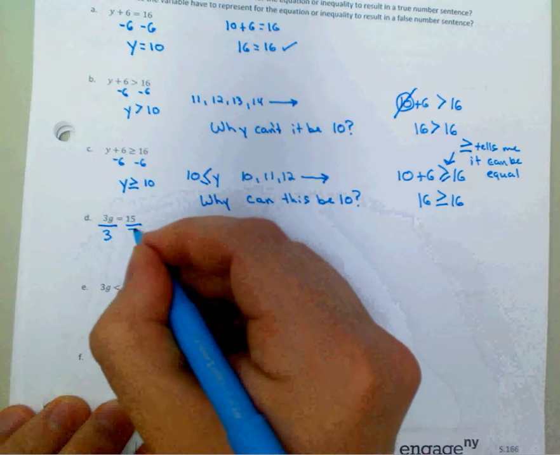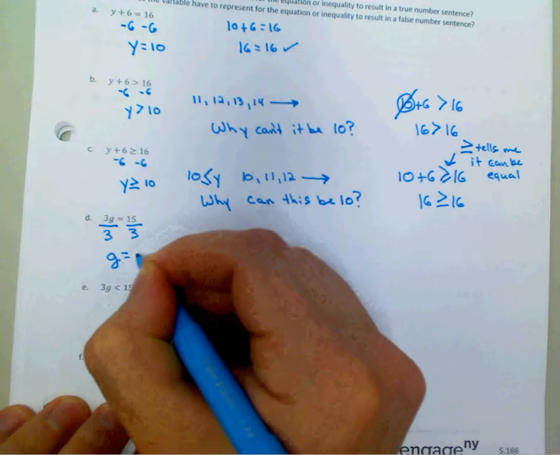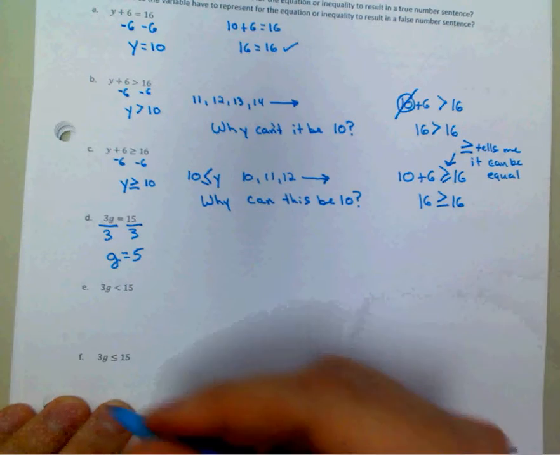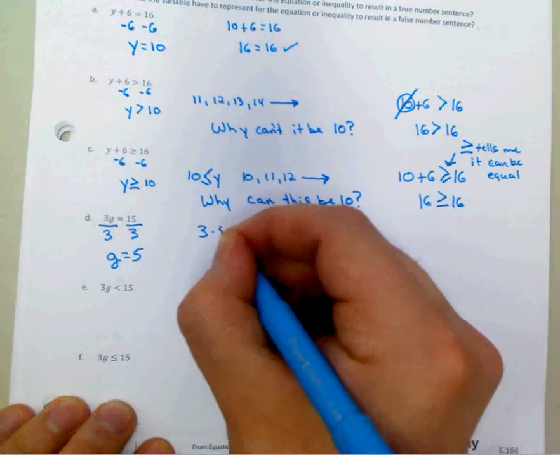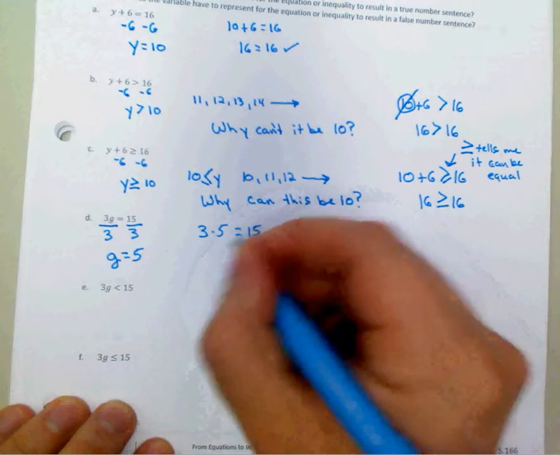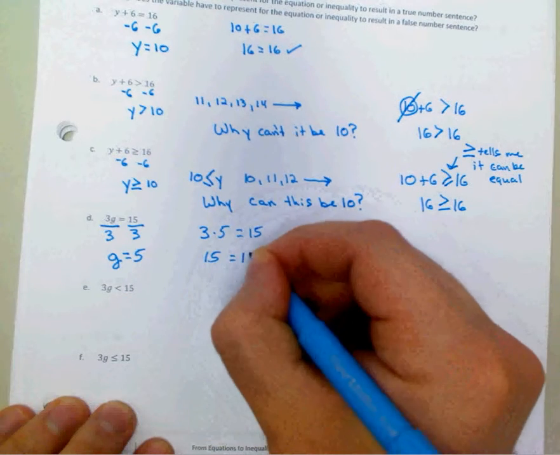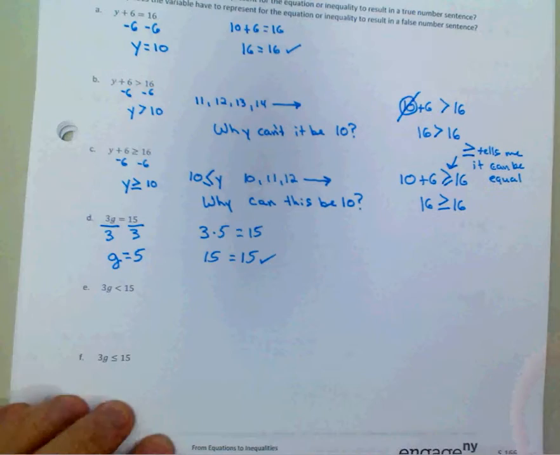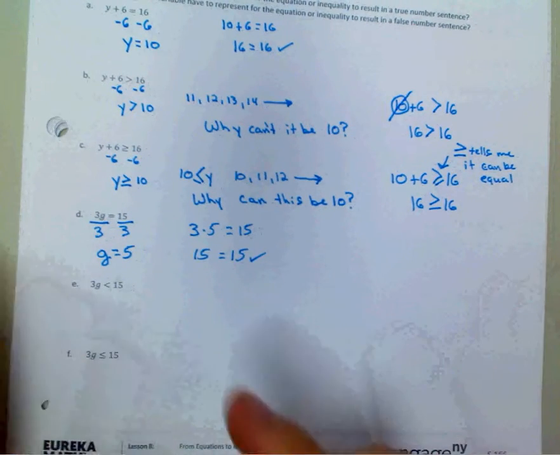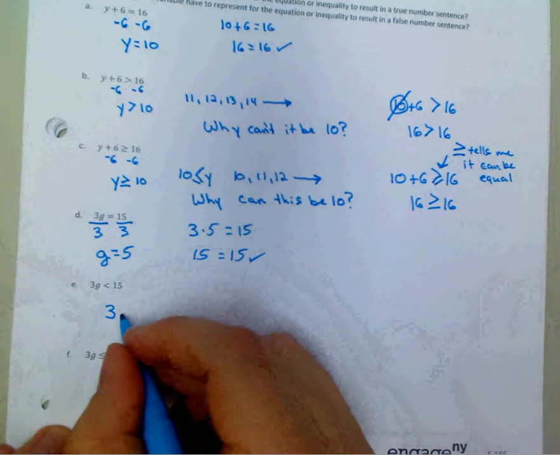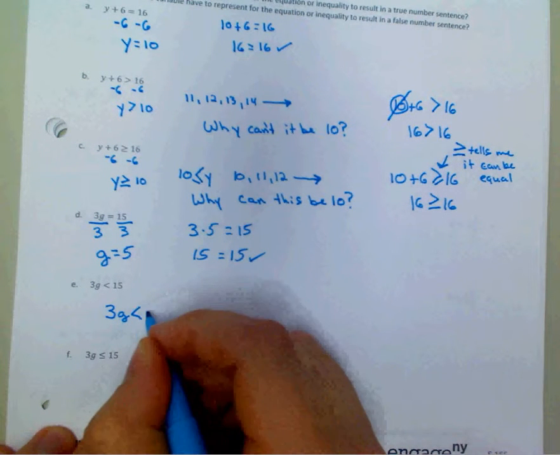Now, since you come back, we know that 3G is a multiplication equation, so we're going to divide by 3. And we know that G equals 5. We throw that back in to check. 3 times 5 equals 15. 15 equals 15. And we know that because 3 times 5 is 15. Good.